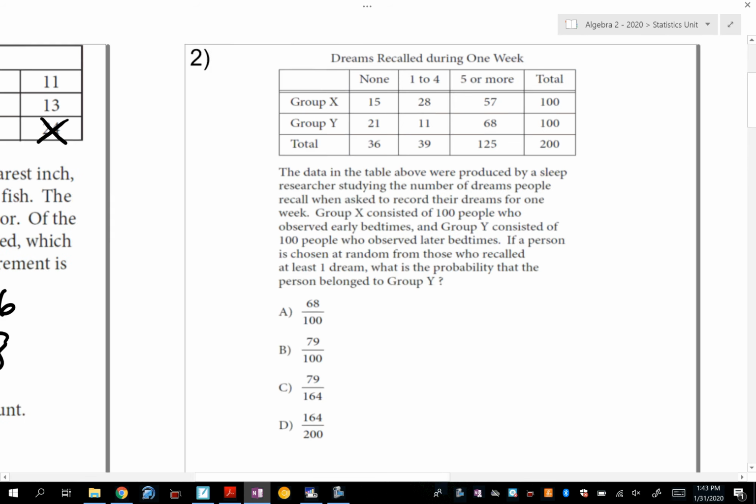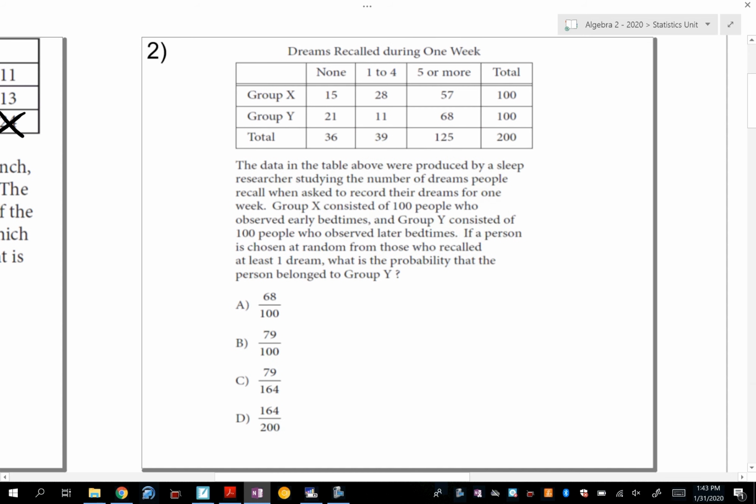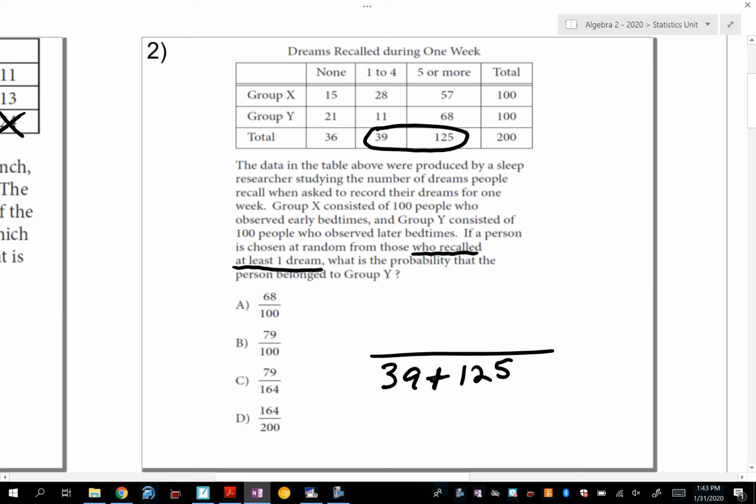Okay, let's go number 2. Now, in number 2, the biggest thing here is how you read the question. If a person is chosen at random from those who recalled at least one dream. So the first thing I always do is I figure out my denominator. So I only care about the people that had at least one dream. That's these people, right? Because 39 had 1 to 4 dreams. That's at least one. And then 125 had 5 or more. So I put in my denominator those two added together.